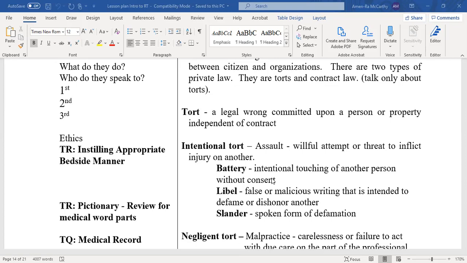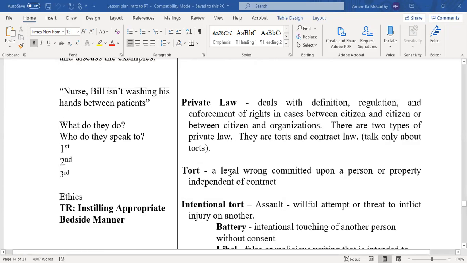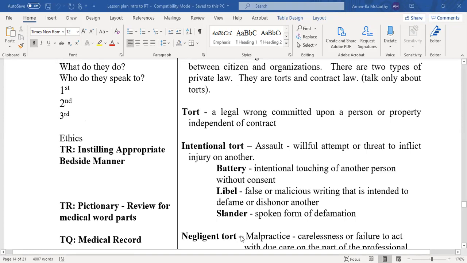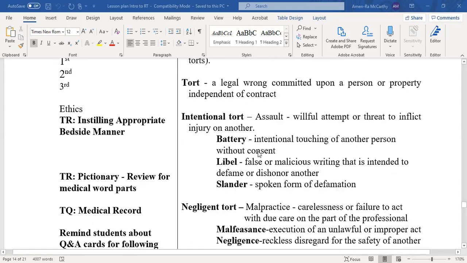Now, we said that there were two types of private law, tort and contract law, but we're only talking about torts. But there are two types of tort, intentional and negligent, right? And the intentional has three subcategories, which are battery, libel, and slander. So now let's look at the second type of tort, which is negligent tort.